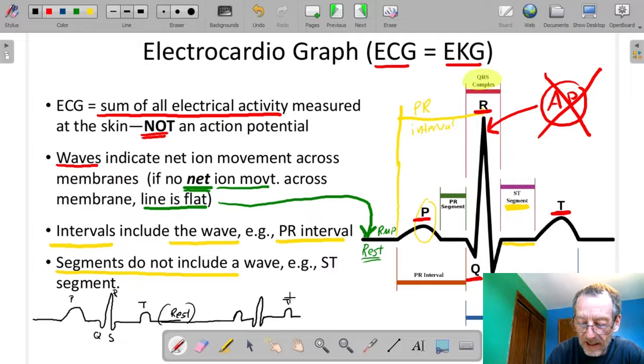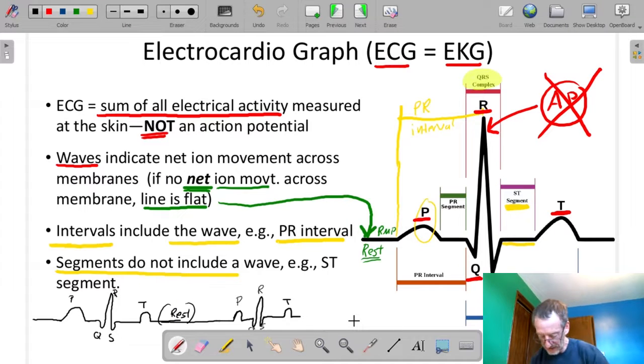And after every T, the next thing that would happen, P, geez. See if I can write a P. P, there's the R, and at the bottom would be the Q and the S. So practice doing that.